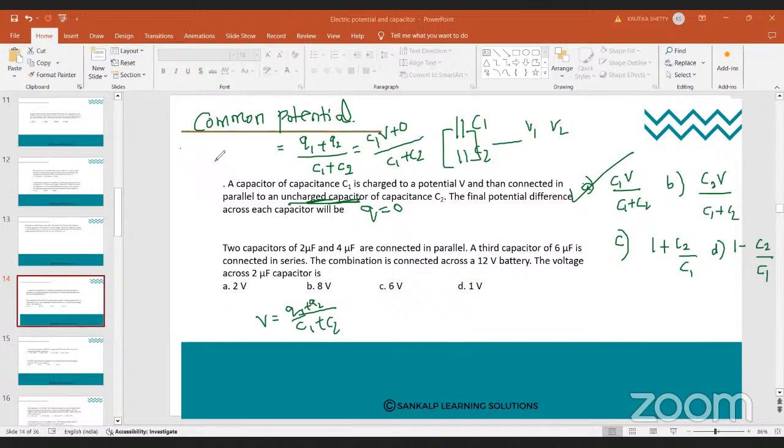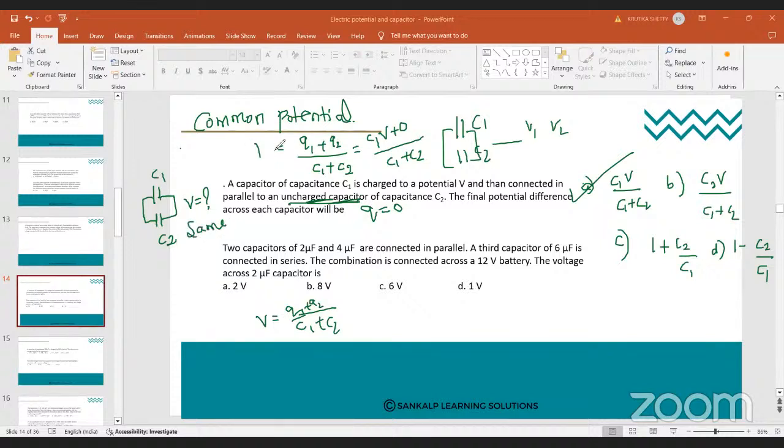Yes. So here you have two capacitors. One is charged to the capacitor C1. You are connecting it in parallel with the second capacitor, which is the uncharged one. What is the potential or the voltage between them? In a parallel connection, the potential of both is the same. They have the common potential.